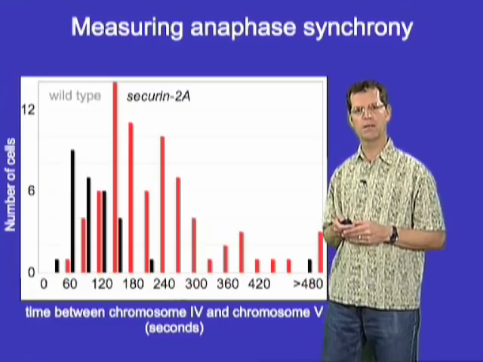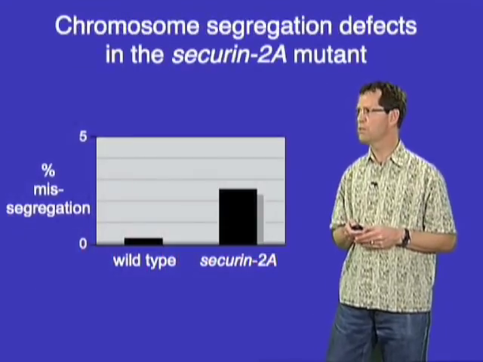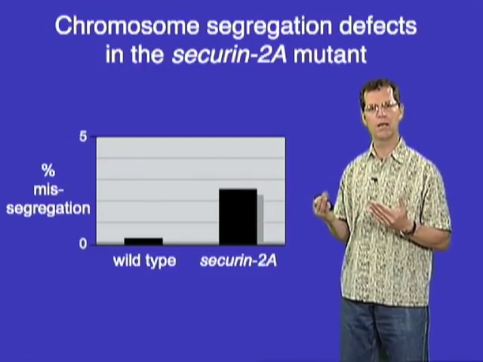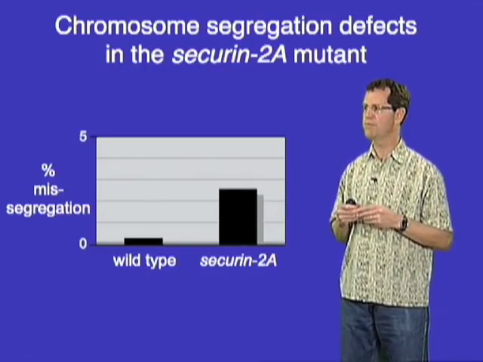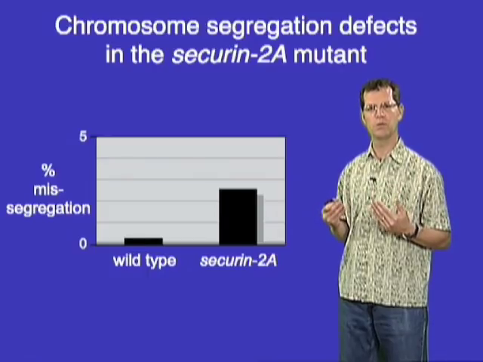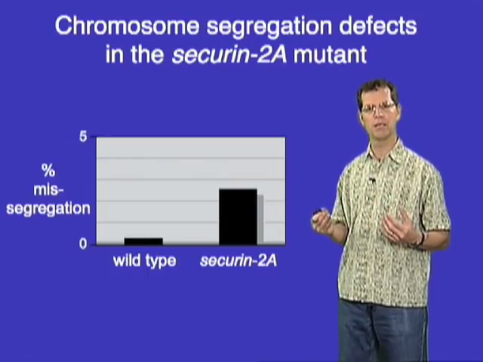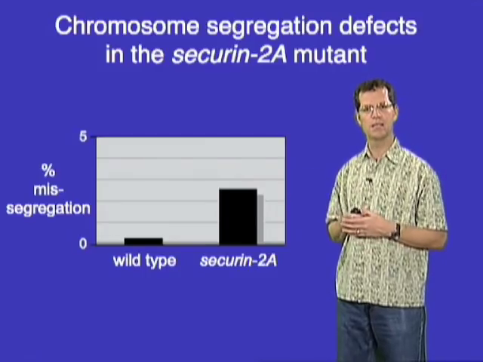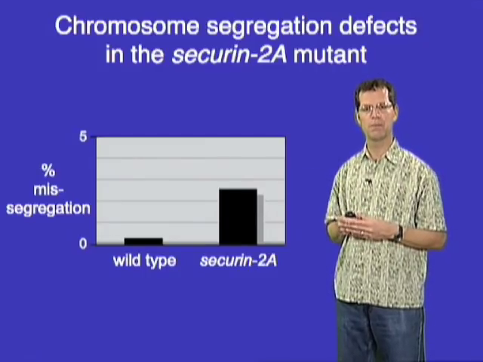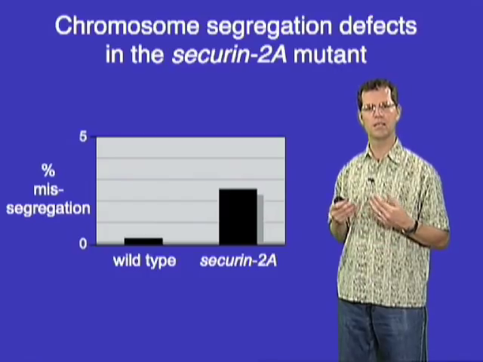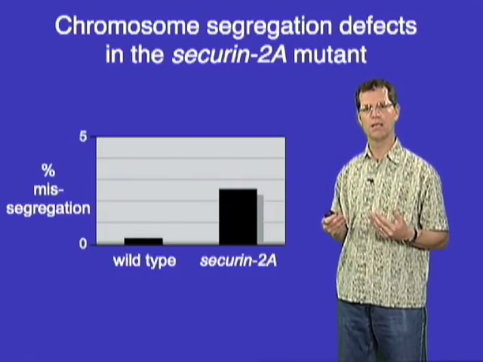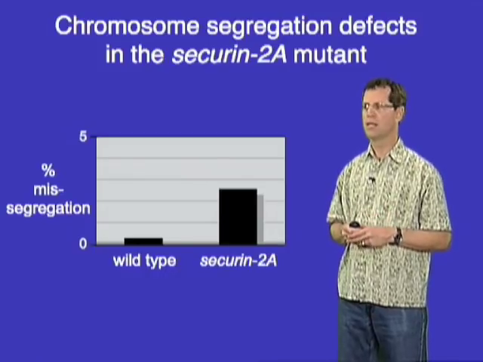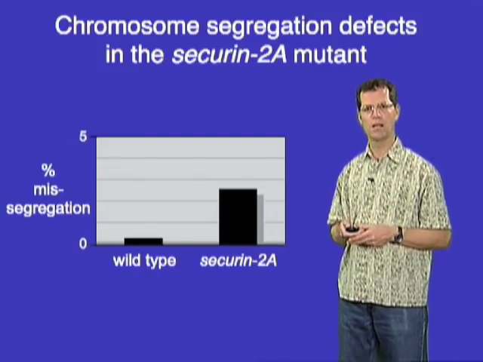This also has an impact on the accuracy of chromosome segregation. By looking at the green dots in these cells and counting the number of dots in the population, we can actually get a pretty good idea of the frequency with which chromosomes are missegregated during mitosis. And by that sort of approach, we estimate that 2.5% of the cells in the securin 2A population have experienced a serious segregation error, indicating that this positive feedback loop is really important for the normal fidelity of anaphase as well.